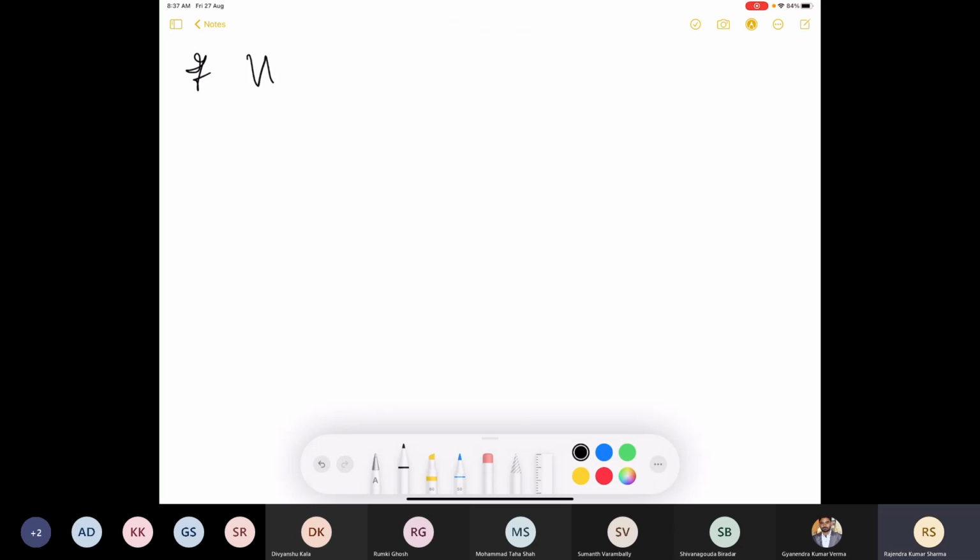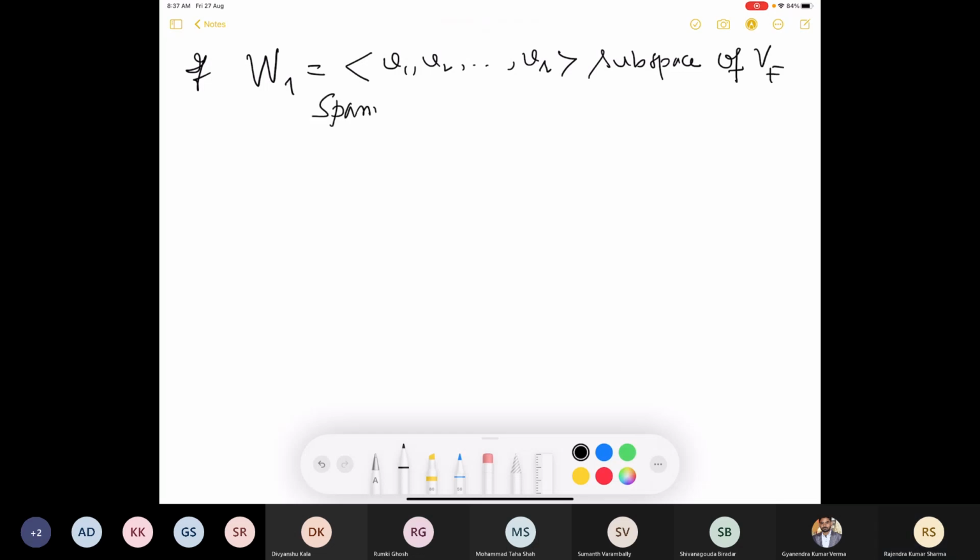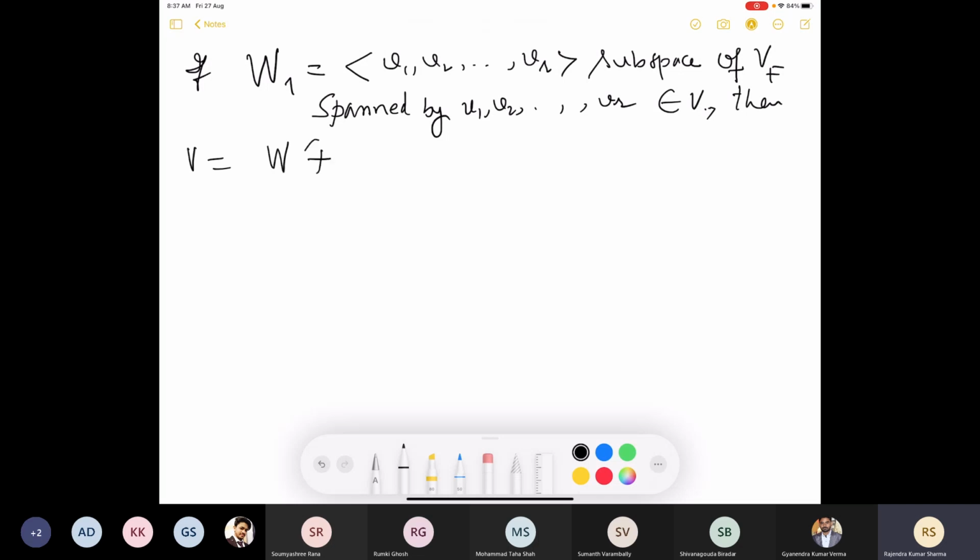Now what we can see here is this: let us take W1 to be the subspace of V over F spanned by V1, V2, ..., Vr. Then what we can see is that V is actually the direct sum of these two subspaces.